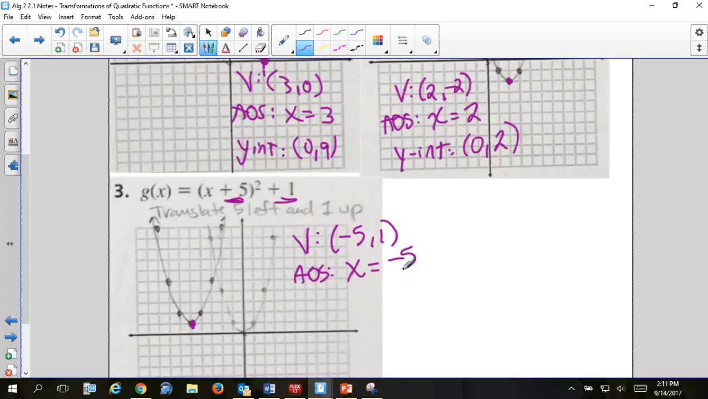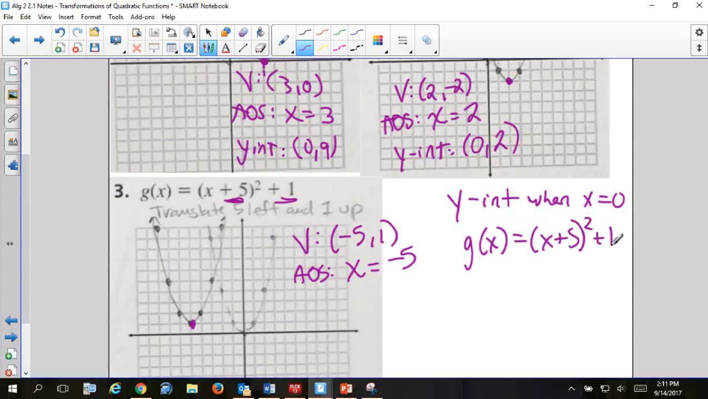And it's the y-intercept that's a little tricky, it's not even on the graph. So for the y-intercept, we know that the y-intercept is when x is equal to 0. So what we do to the equation is we plug in 0 for x. So our equation is g of x equals (x plus 5) squared plus 1. We make g of 0. We plug in 0 for x. 0 plus 5 squared plus 1.